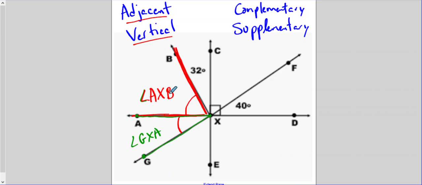Those 2 angles are adjacent to each other. I don't know anything about the angle measurement. I don't know how many degrees they are. I just know that they're right next to each other. That's all adjacent is saying. They are next to each other. Vertical and adjacent, it's never going to be both of those 2 things at the same time, because vertical really means that they're across from each other.